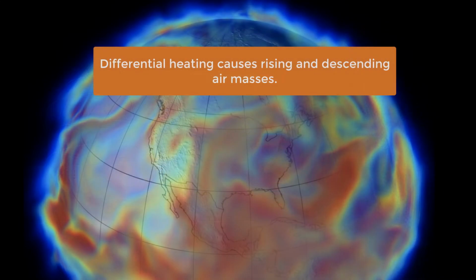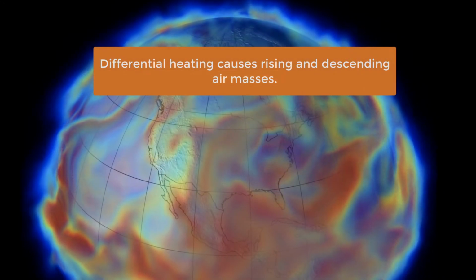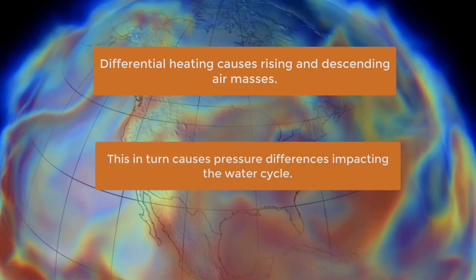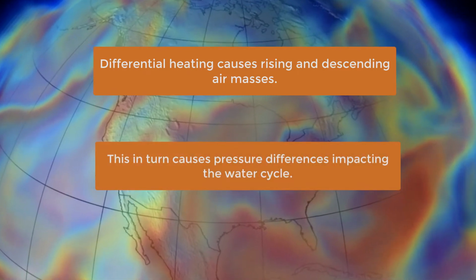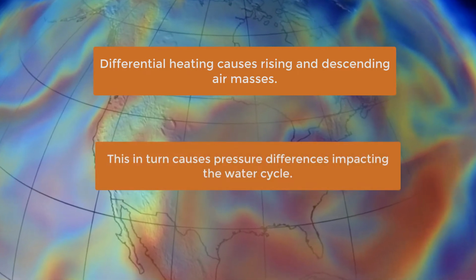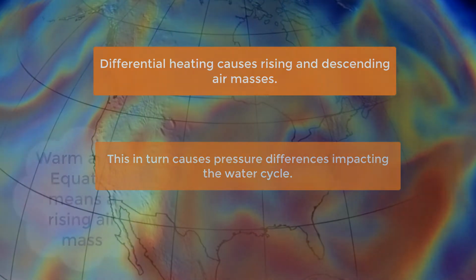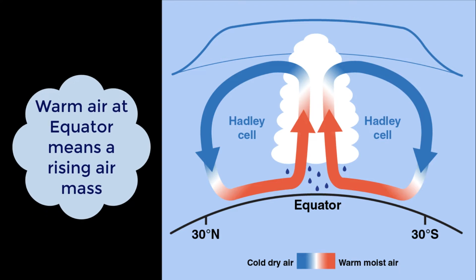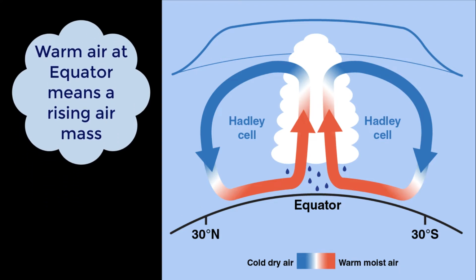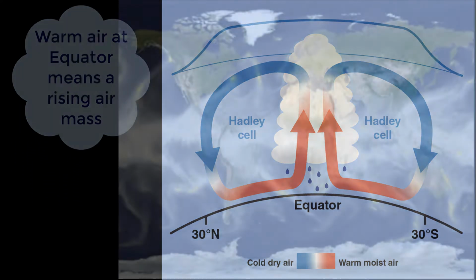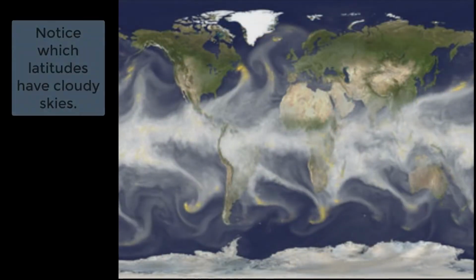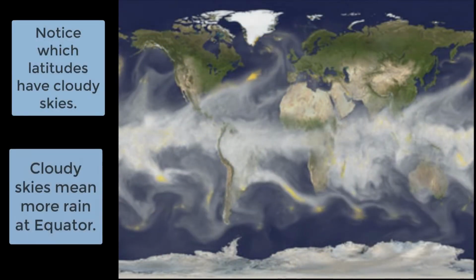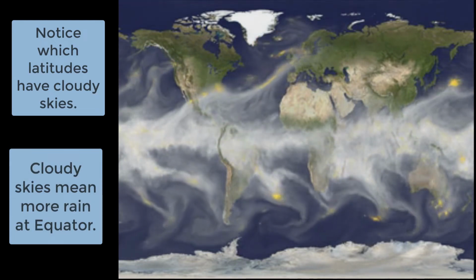And this differential heating is passed on to the air above, causing changes in atmospheric pressure. And ultimately, wind and weather patterns which affect the water cycle are derived from this differential heating. Warmer air temperatures at the equator then create an area of rising air mass, which promotes cloudy skies, which then increase precipitation along that equatorial band.